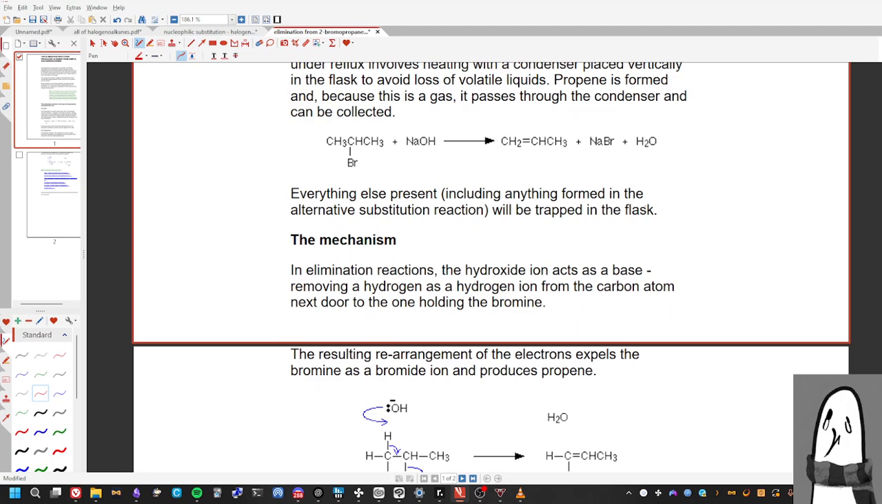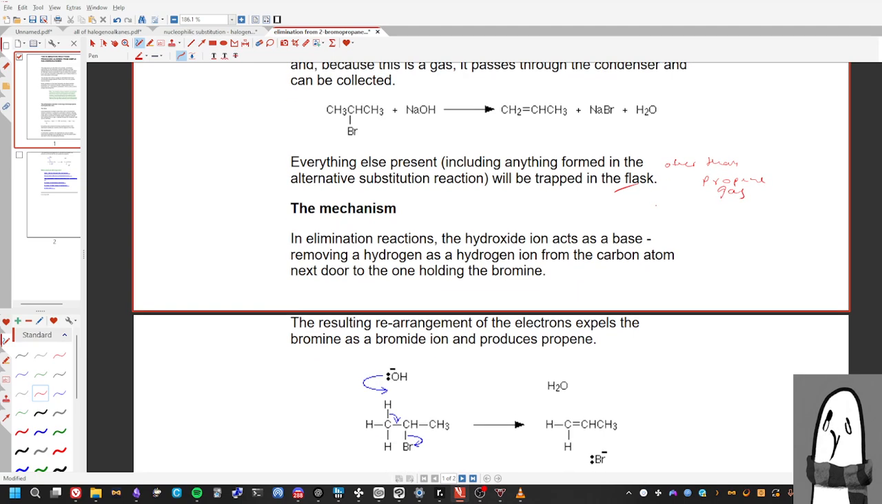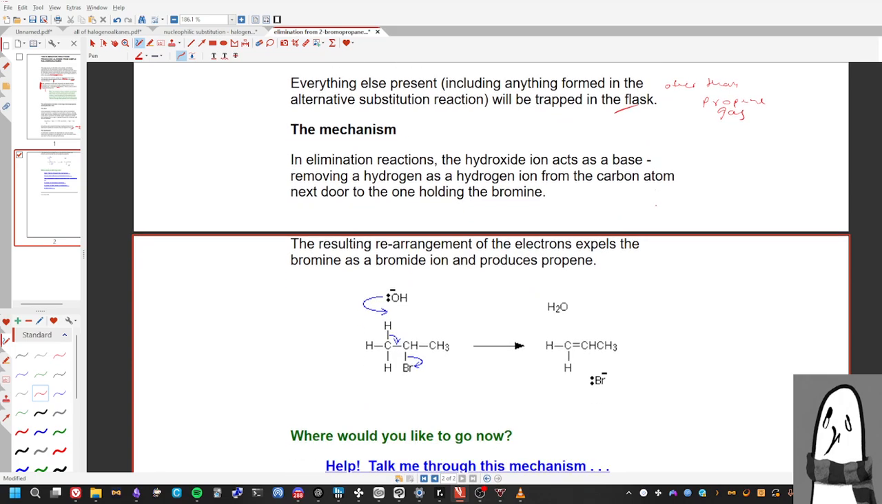Everything else present, including anything, will be trapped inside the flask. So other than your propene gas, everything else will be trapped, because the propene gas is the only gas that goes to the condenser.